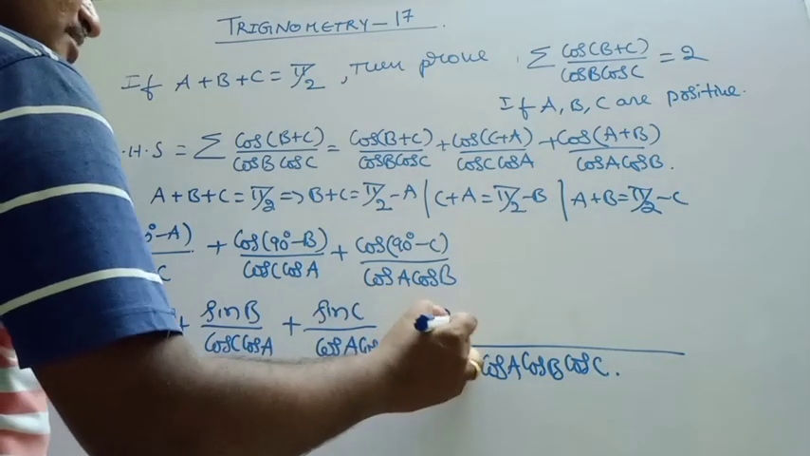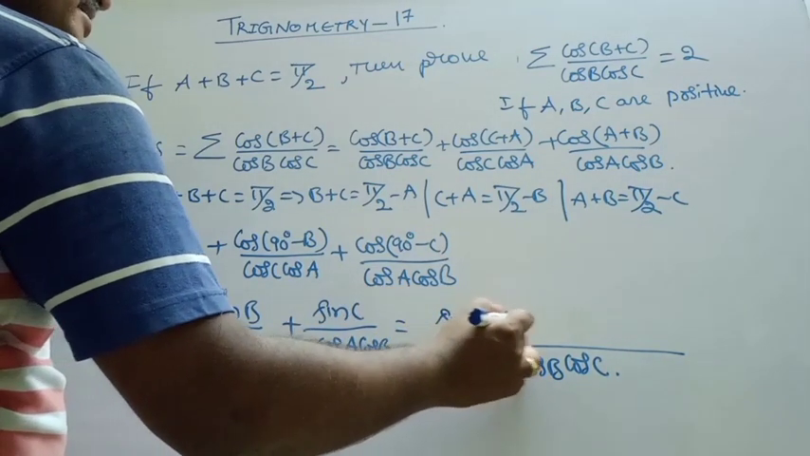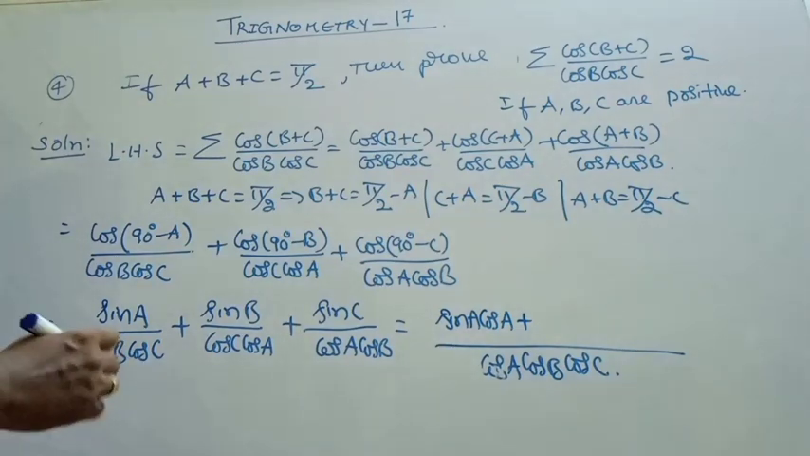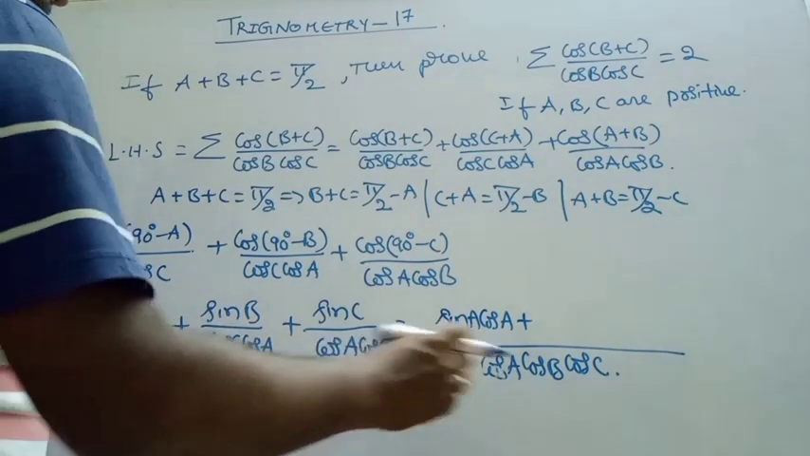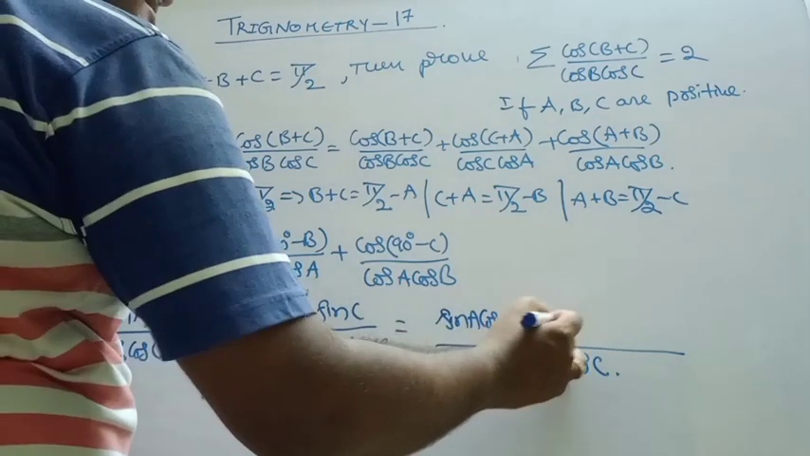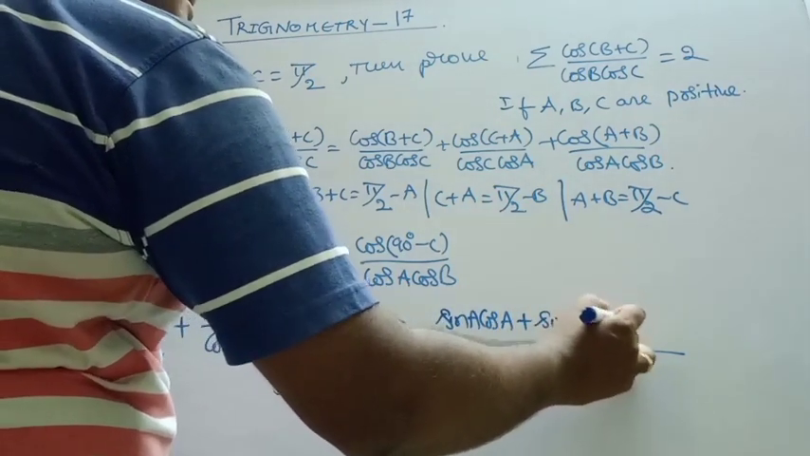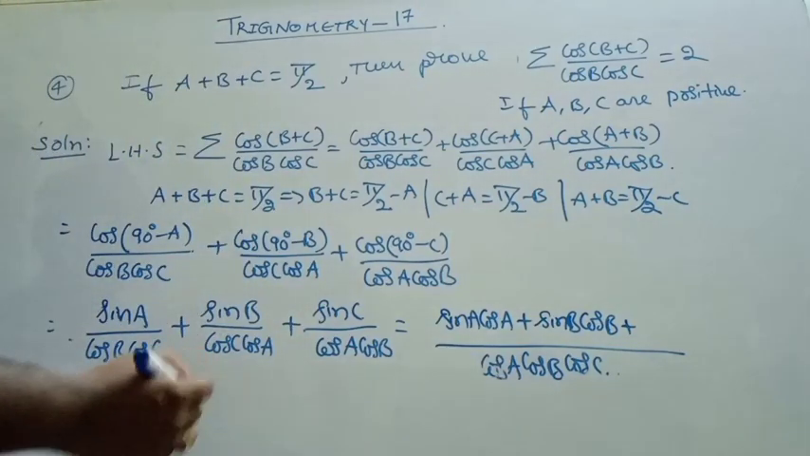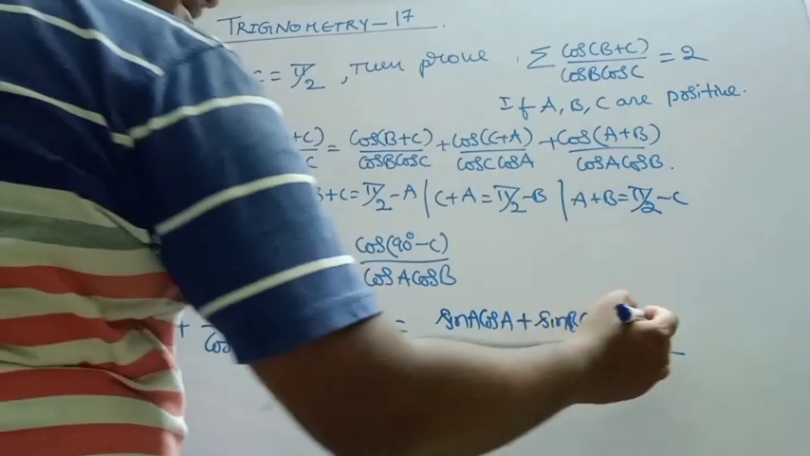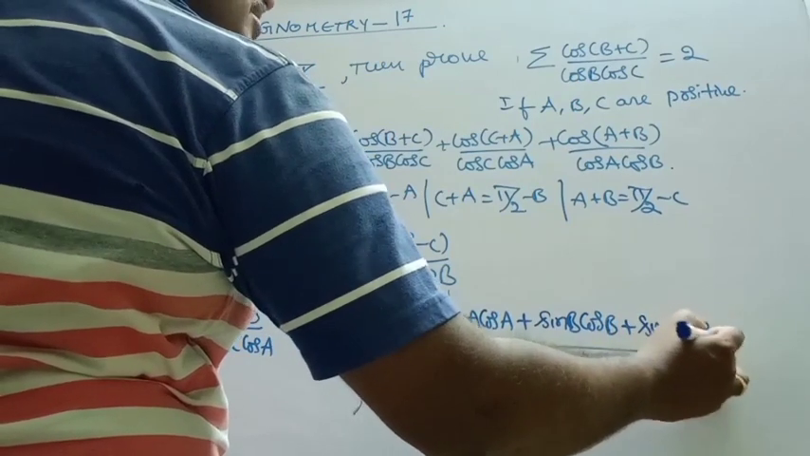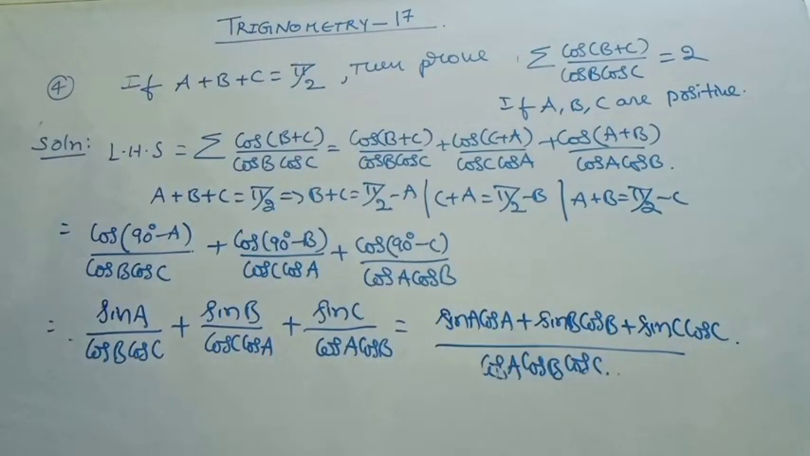This is now sin A cos A plus, and cos C cos A you are having here, which means sin B cos B plus, and cos A cos B means sin C cos C. Very good. Now we can write this like this. How will we be writing this?